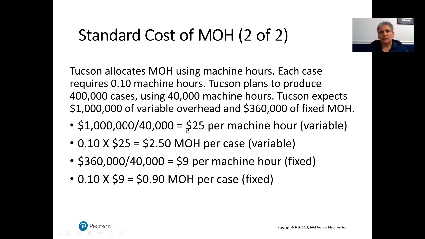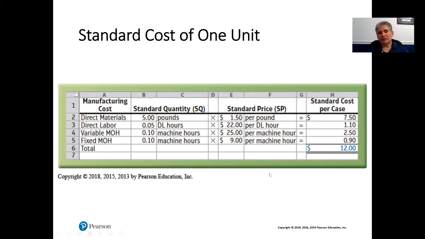So we have our rates now. We have our $2.50 MOH per case for variable costs, and we have our 90 cents MOH per case for fixed. So we're going to put this all together. The standard cost of one unit includes the direct materials. If you go back a few slides, you'll see it requires 5 pounds for every case. We multiply that by the standard price. These are all projections. We're doing this on the front end before the year even starts. 5 pounds times $1.50 per pound, $7.50.